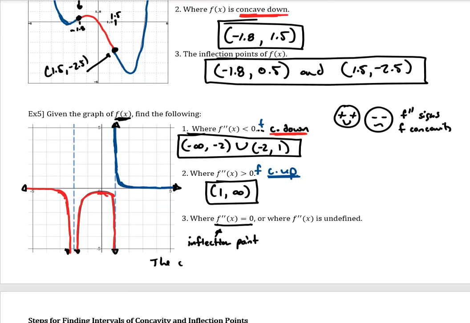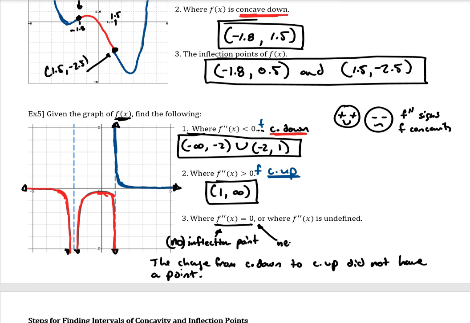Okay, so the change from concave down to concave up did not have a point. Okay, so we don't have an inflection point then. So no inflection point in this problem. So this first portion would never be true, where f double prime of x equals 0. This is actually never, because we're thinking inflection point, but there was none because there was no point. Okay, so the asymptote is not a point.